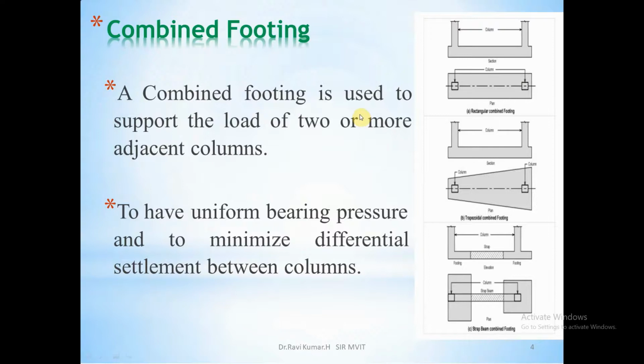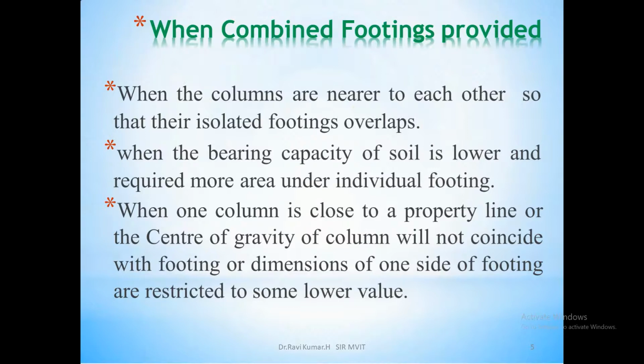This is the definition of a combined footing: a footing which supports the load of two or more adjacent columns. When do we come across a combined footing? Whenever the columns are near to each other so that the isolated footings will overlap, or when the bearing capacity of the soil is very low and a larger footing area is required, then we go with a combined footing. Or if by chance one of the columns is very close to the property line and the centers of gravity will not coincide, we go with the combined footing.